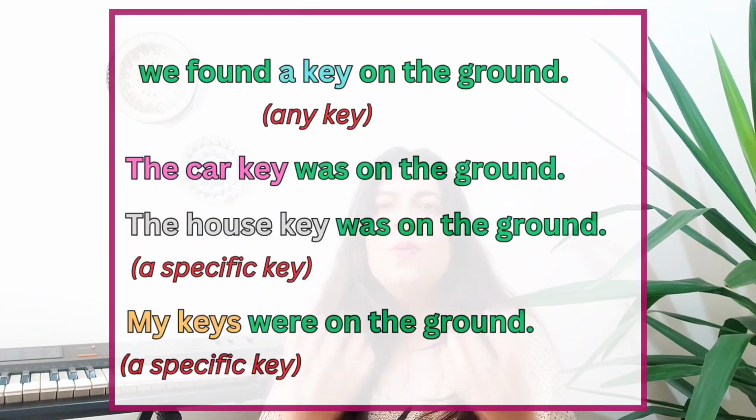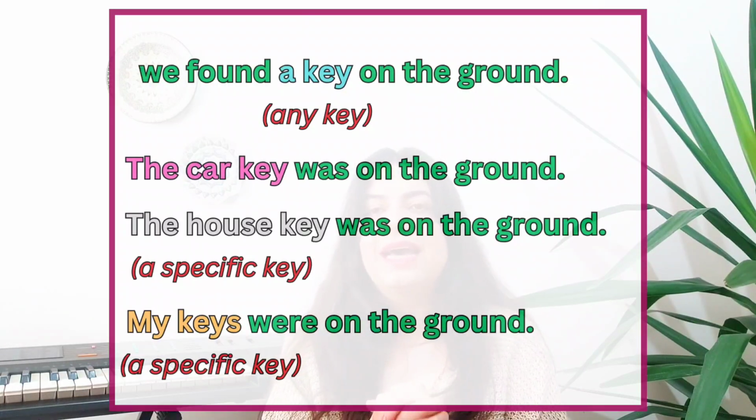I have another example for you. We found a key on the ground. So it is a random key. The type of key is not clear. There was just any old key on the ground.